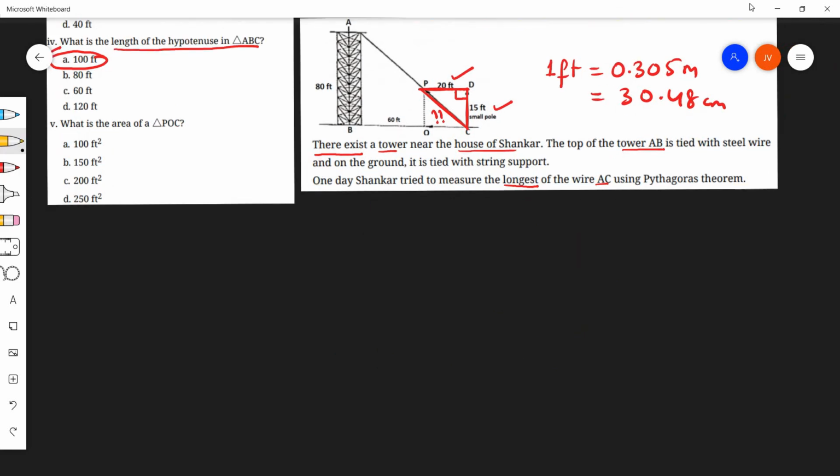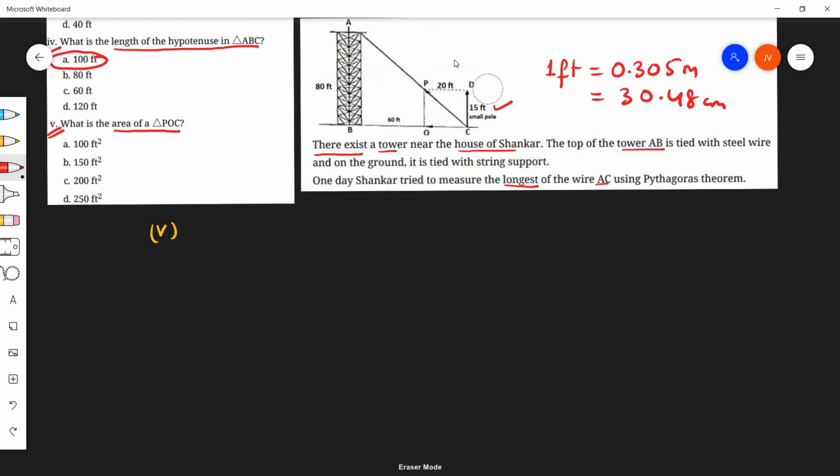Now let us see the answer to the fifth bit, the last question of this case study. What is the area of triangle POC? If you look into the diagram, we are told about POC. I'm just outlining that. I first remove this so that we have no confusion.